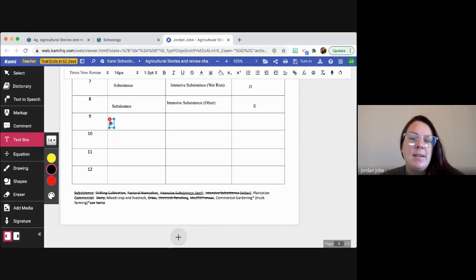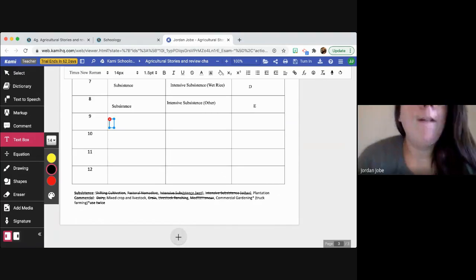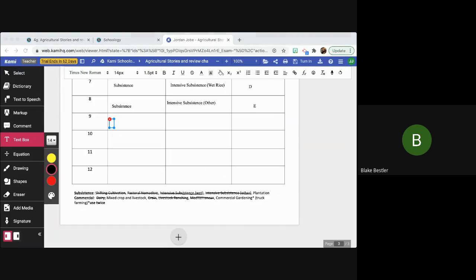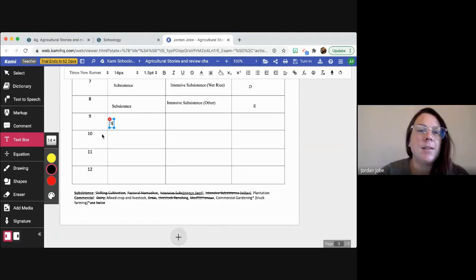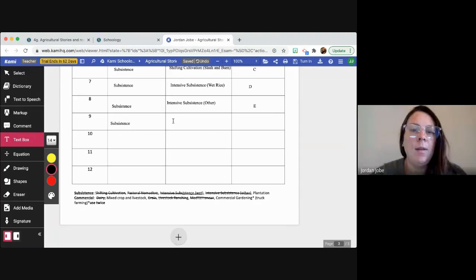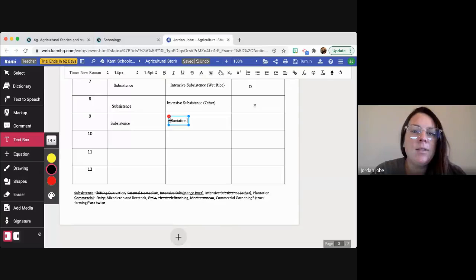Commercial or subsistence? What do we think? Subsistence. Yeah, subsistence. Because what's our type? Our type of subsistence farming. What are we left with? Plantation. Plantation, right? So while a big wealthy company or family owns the farm, all of the work is conducted by migrant labor, which makes it subsistence. It's all human labor that is conducting this type of farming.